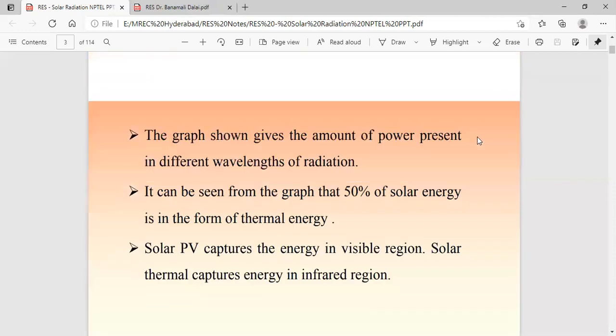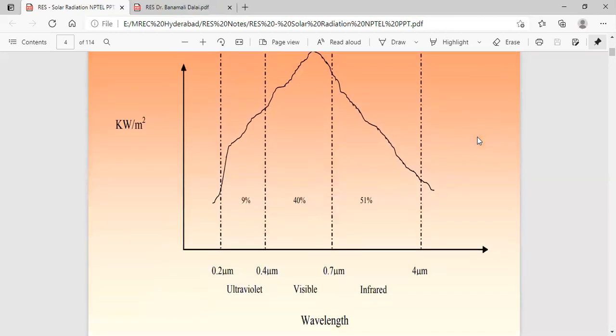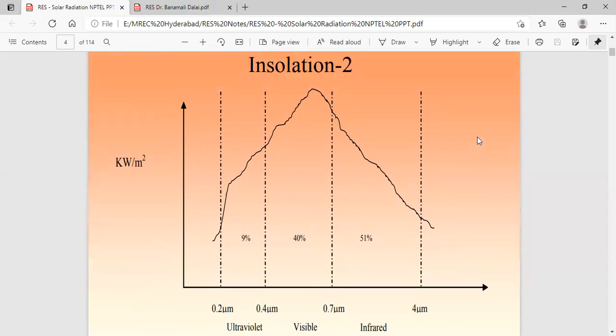So this is a graph of solar power radiation at different wavelengths. The wavelength is taken as the x-axis, and the y-axis is power in kilowatt per meter squared. The wavelengths are 0.2 micrometer, 0.4, and so on, covering ultraviolet, visible, and infrared. In the visible region, the power absorbed by the solar cell will be more, and the power conversion is also very high in the visible region.